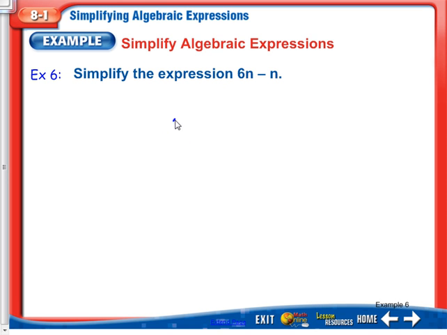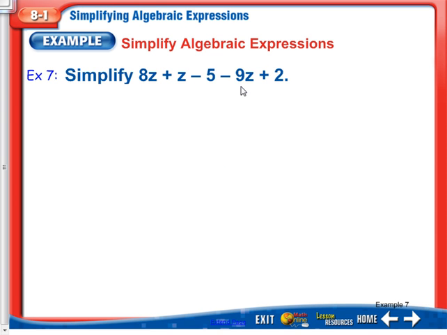Simplify the expression. 6n minus n. Well, that's simply 5n. It'd be like you have 6 notebooks and you're going to take 1 notebook away. Remember, the coefficient is 1. So basically 6 minus 1 is 5. And that'll work out. Obviously, 5n is a lot easier to look at than 6n minus n.